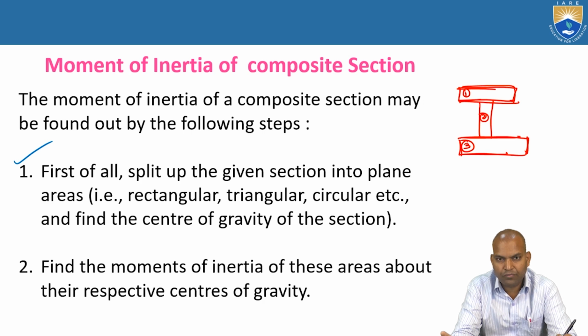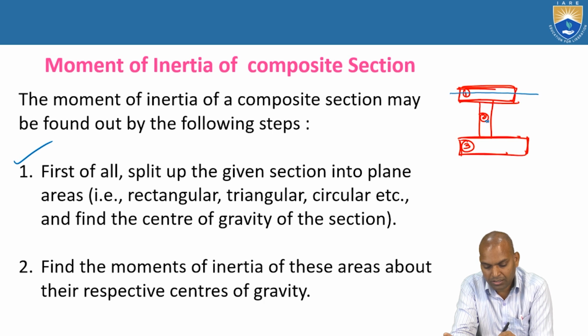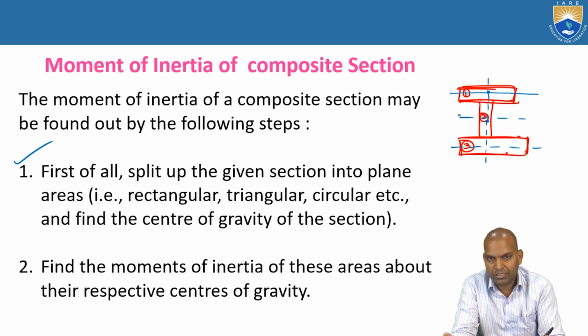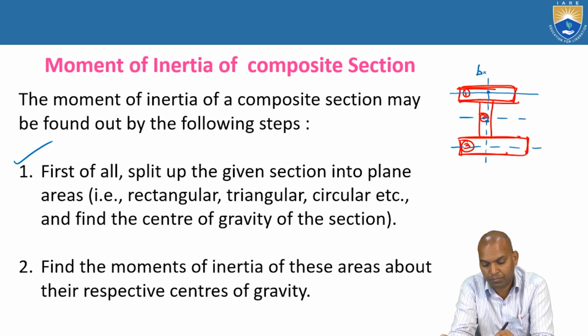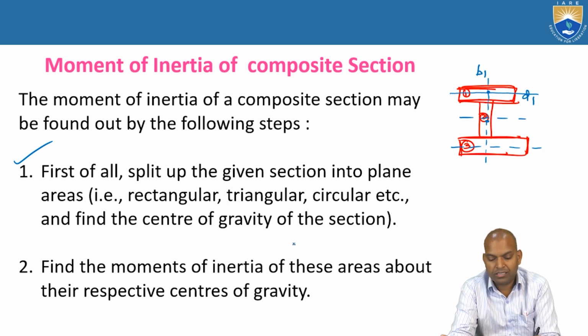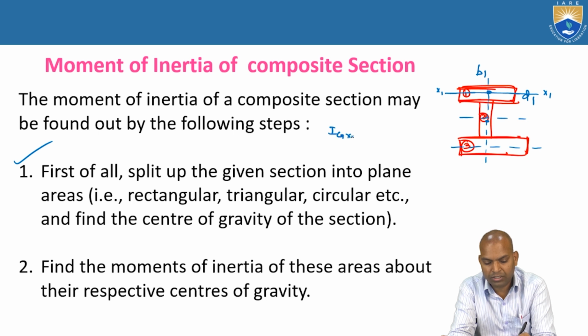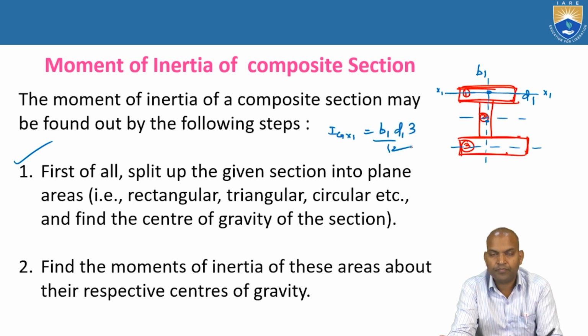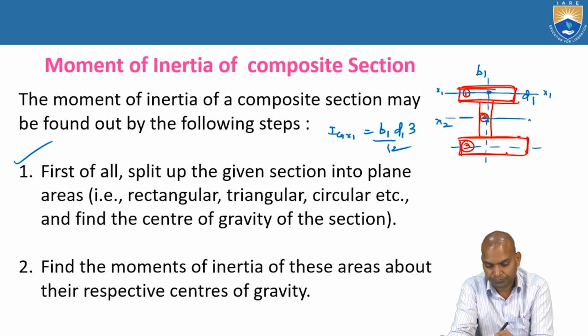What is the second step? We have to find the moment of inertia of these areas about their respective centers of gravity. These are the centers of gravity. It is symmetrical about both the x-axis and the y-axis. What are the individual sections' centers of gravity? Suppose here it is B1 and D1. Parallel to the x-axis, the horizontal axis, what is the IG passing through that? Here, with small x1 and x1, IG x1 equals B1 D1 cube by 12. Next, this is X2.